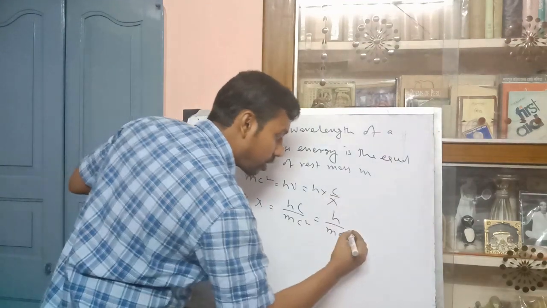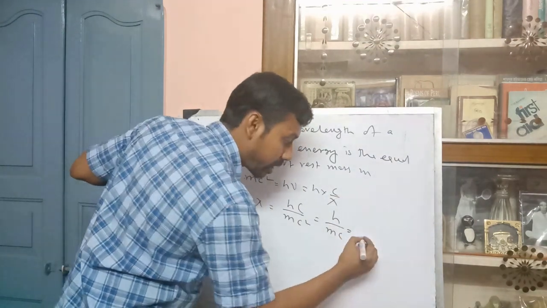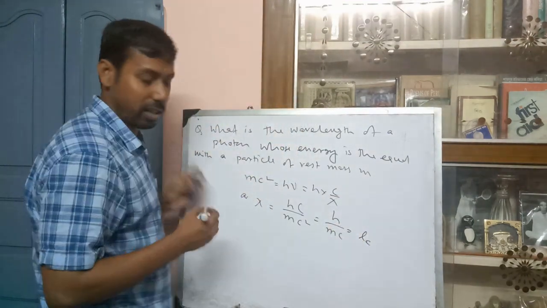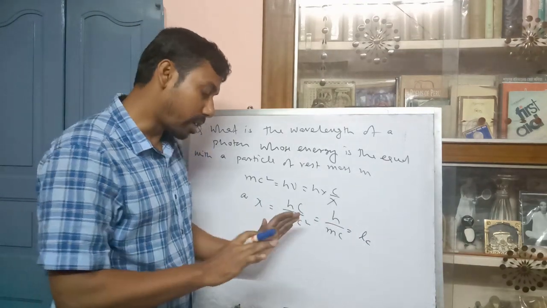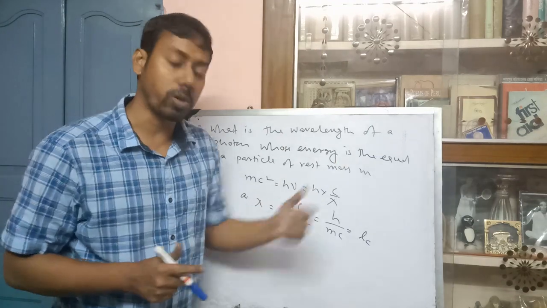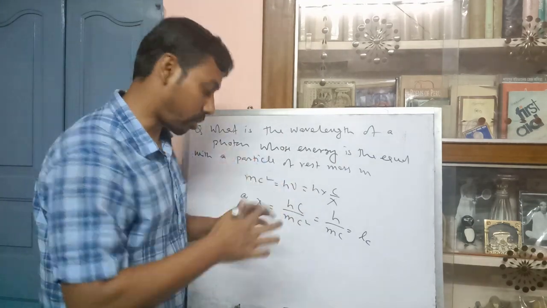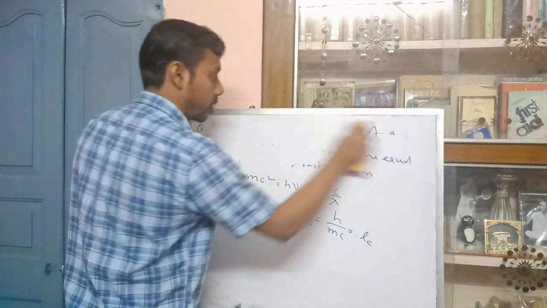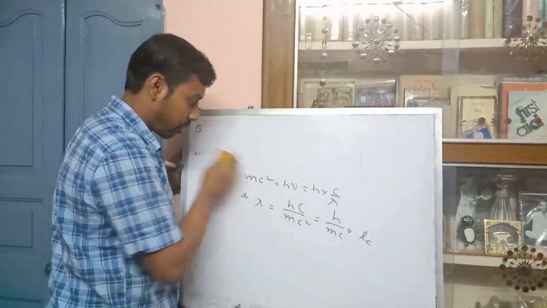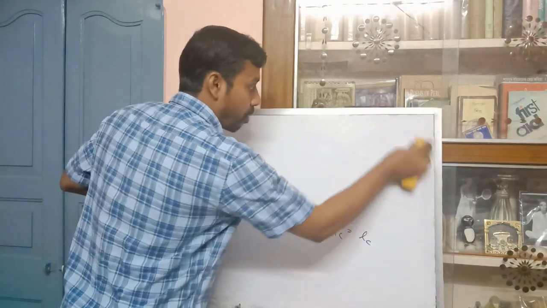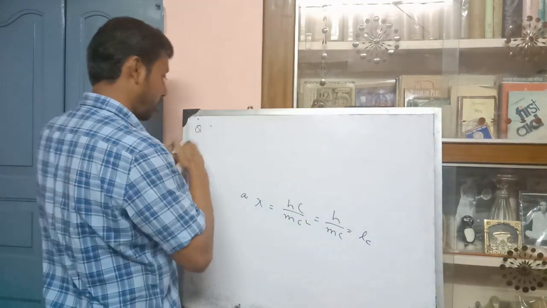We know that this is our Compton length, represented by LC. Literally, this LC is represented as the Compton length. Now we are trying to find out the Compton length for the electron. What is the Compton length for the electron? The next question is, so this is the length for the photon. What is the Compton length for the electron?